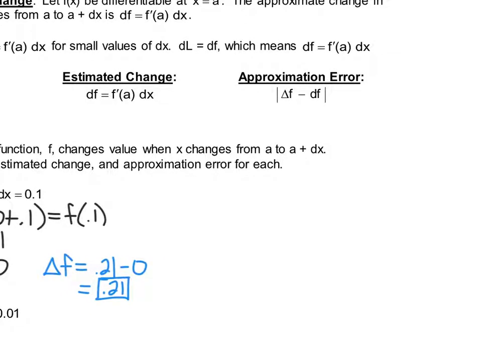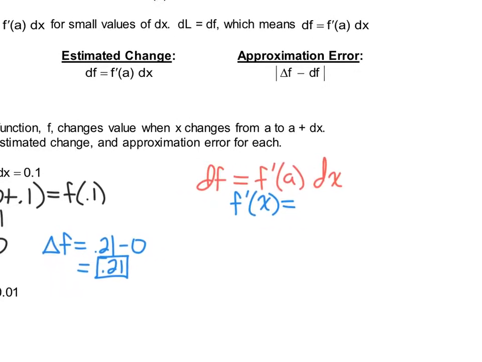So the estimated change, df, would be equal to f prime of a times dx. So that means that I need my f prime of x. So the derivative of the given function, 2x plus 2. If I do it at the given a value, which was 0, it's just going to give me a 2.